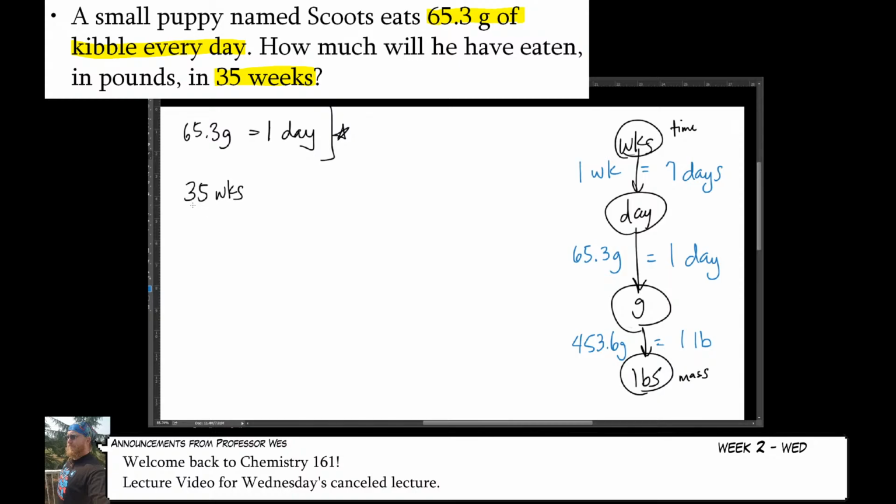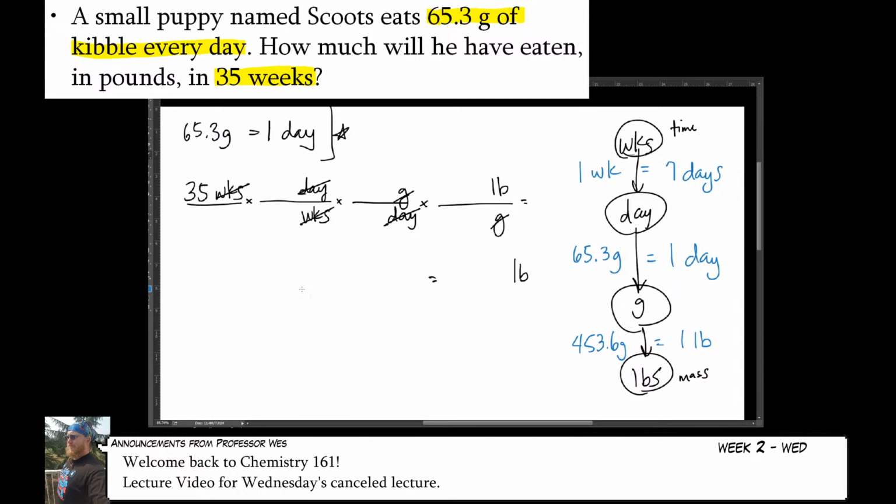All right, we've got all the information, so now we just got to get from weeks all the way to pounds. So I'm going to turn weeks into days to cancel out my weeks there. I'm then going to turn days into grams to cancel out my days and to get my time unit into a mass unit by following my chart. And then finally, I'm going to turn grams into pounds to get the unit that I wanted to solve the problem.